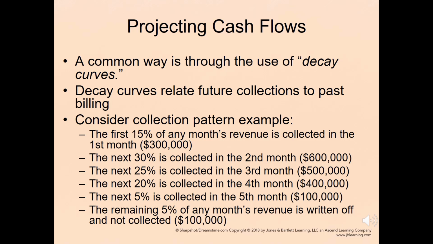A common way to project cash flows is through the use of decay curves. Decay curves relate future collections to past billing. Consider this collection pattern as an example. The first 15% of any month's revenue is collected in the first month. The next 30% is collected in the second month, the next 25% in the third month, the next 20% in the fourth month, and the next 5% in the fifth month. The remaining 5% of any month's revenue is written off and not collected.